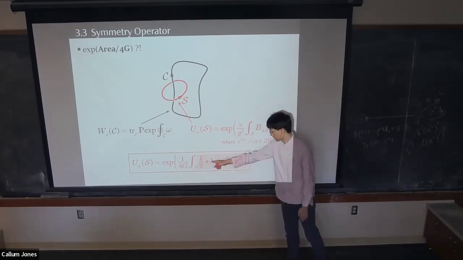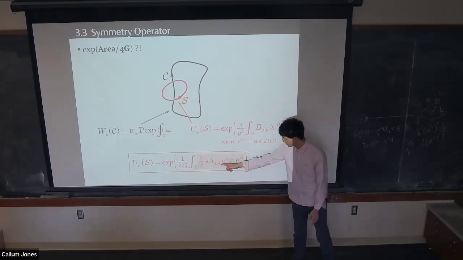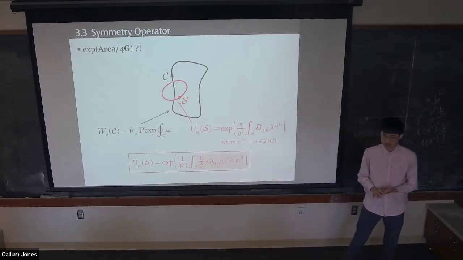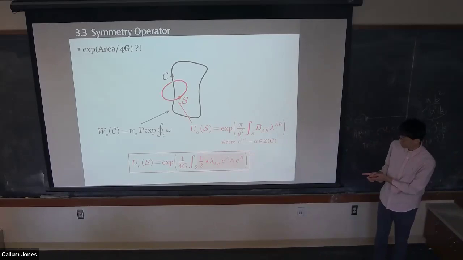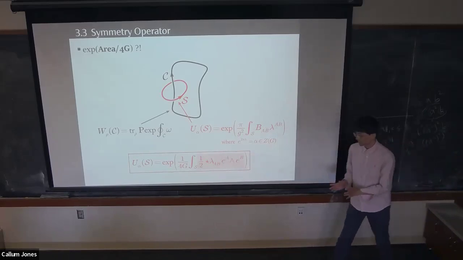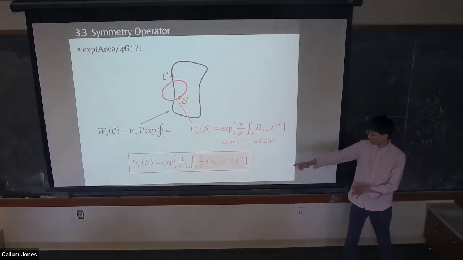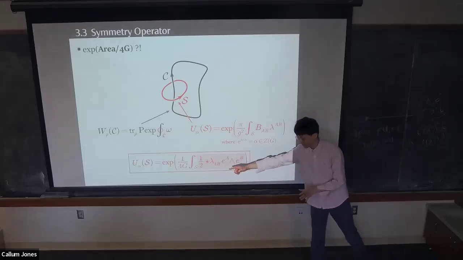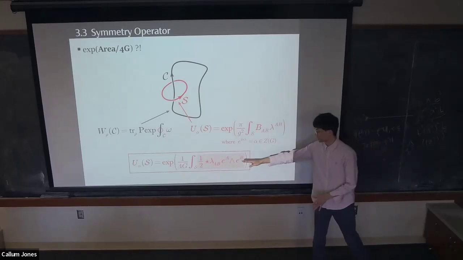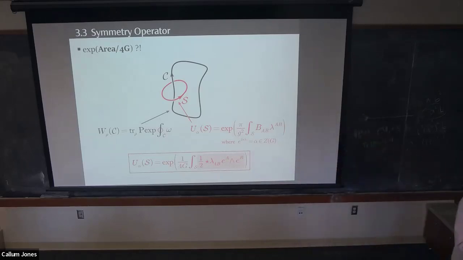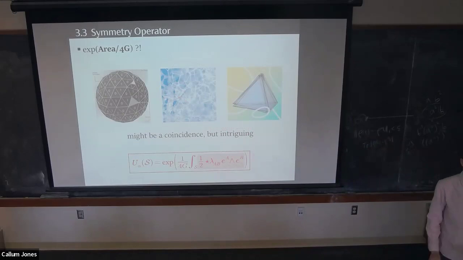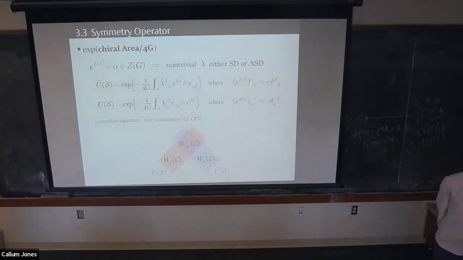The inner product of this lambda reference with this E wedge E is precisely describing the area element in the orthonormal frame. So this combination is precisely measuring the area of this infinitesimal area element of the surface in the direction of the star lambda AB. So, well, this was why I wanted to make it explicit, because the explicit formula is very suggestive. So it might be a coincidence, but interestingly, it takes the form of area over 4G.